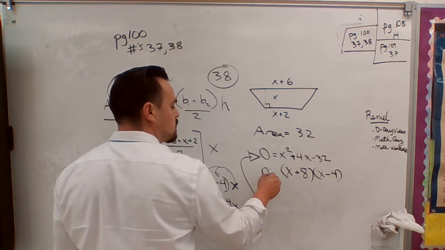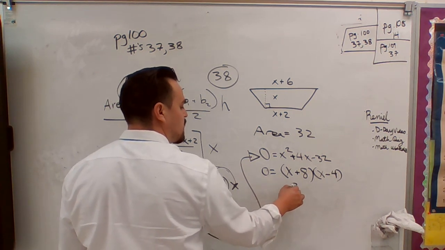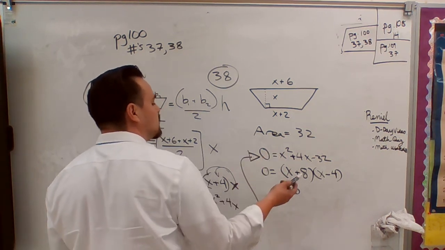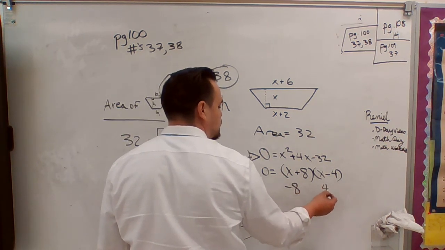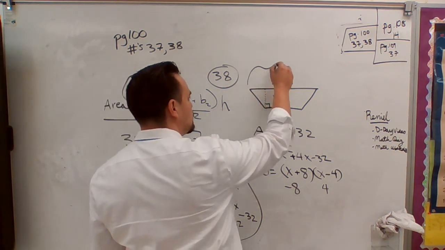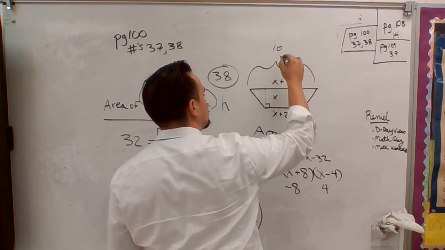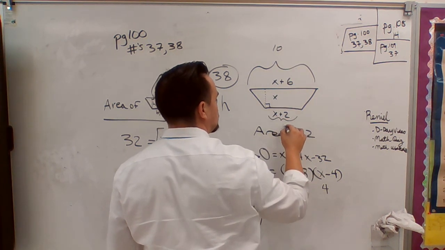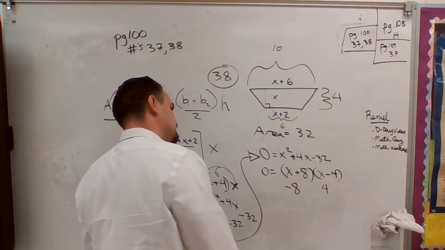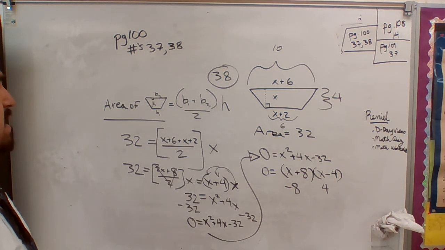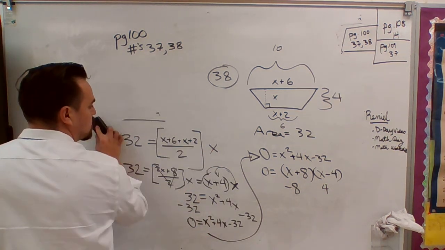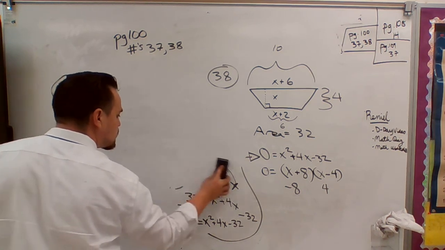So once again, we have a non-real solution, or non-practical, I suppose, and the actual solution right there, x equals 4, making this base 10, this base 6, and this height 4. Cool, that is page 100, numbers 37 and 38, all the way worked through. Let's keep on chugging.